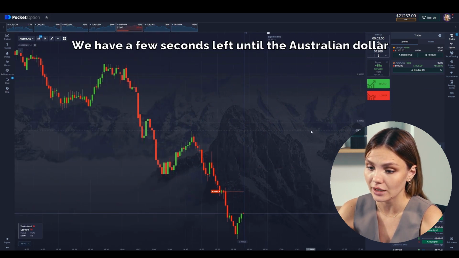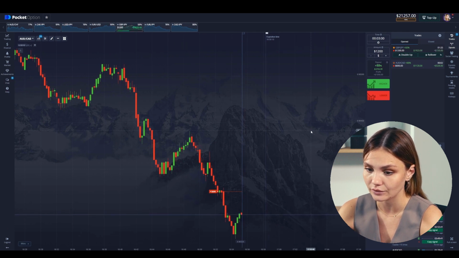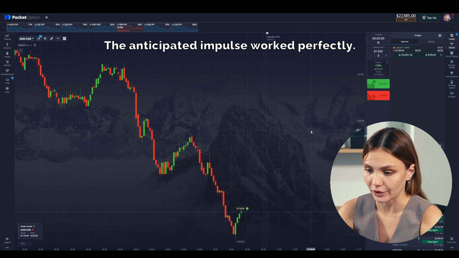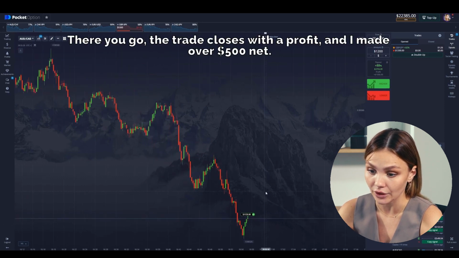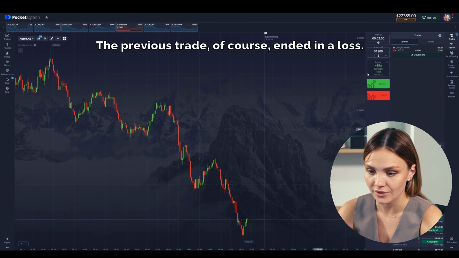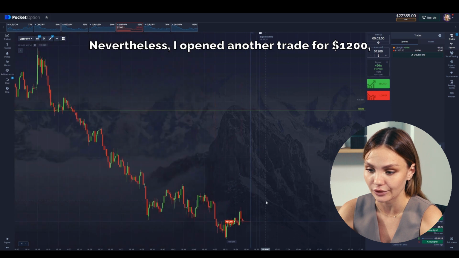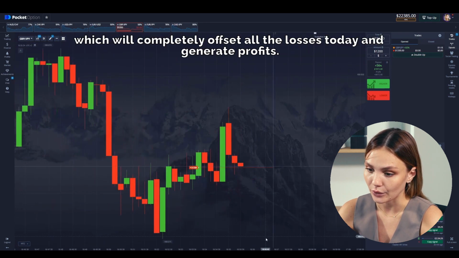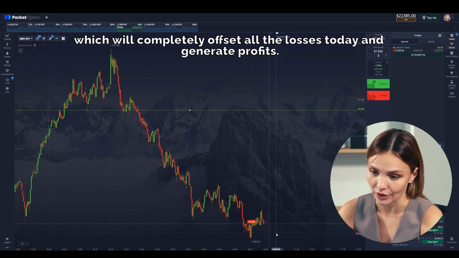We have a few seconds left until the Australian dollar with the Canadian dollar trade concludes. The anticipated impulse worked perfectly. There you go, the trade closes with a profit, and I made over $500 net. The previous trade, of course, ended in a loss. Nevertheless, I opened another trade for $1,200, which will completely offset all the losses today and generate profits.